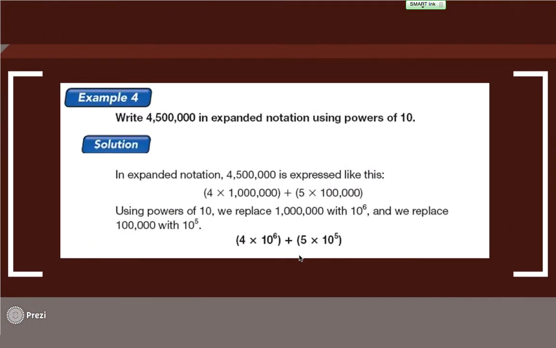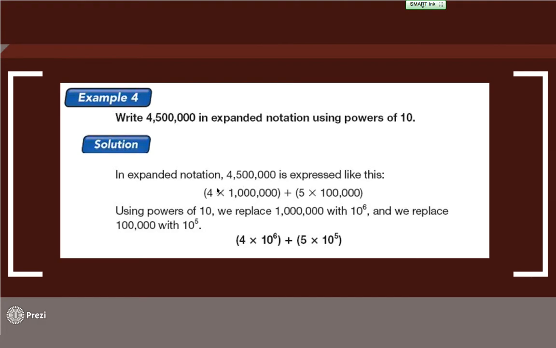Example number 4, we're showing something called expanded notation here. Basically, we take the first 2 digits. We take the first digit, and it's 4 times however many zeros are on the bottom, which is 1, 2, 3, 4, 5, 6, and that would be 4 times 1 million. Then we take the 5 here, and it has 3 zeros, so we do 5 times 100,000.